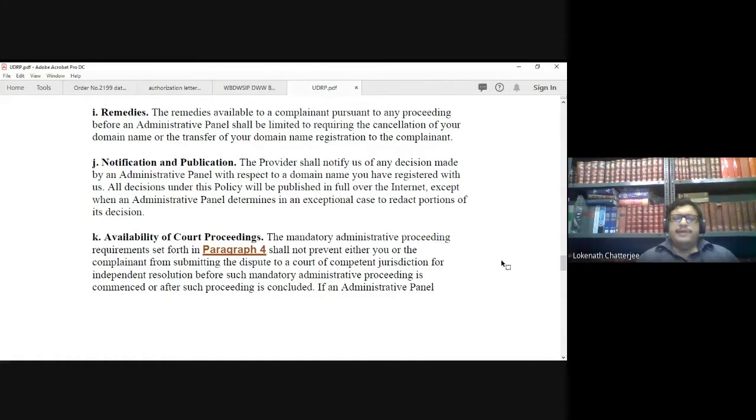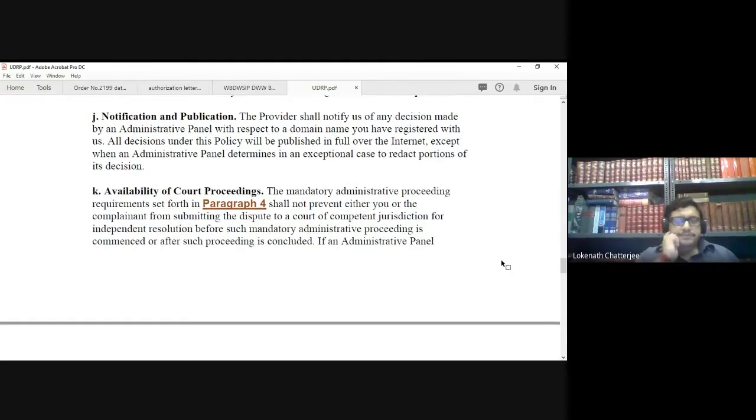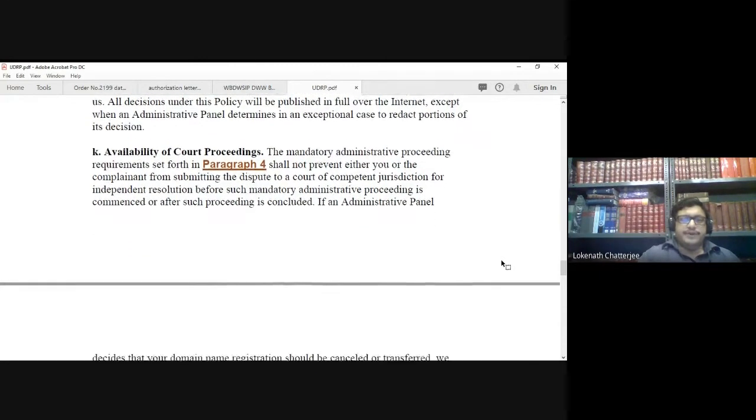Mind you, we are not looking at the entire contents of a website. We are primarily looking at the domain name, which is essentially the name of the website, or the link to a website. Notification and publication. Decisions will be published. Essentially it would also show to the world as to who are the legitimate owners of a domain name. So that is why publication assumes significance.